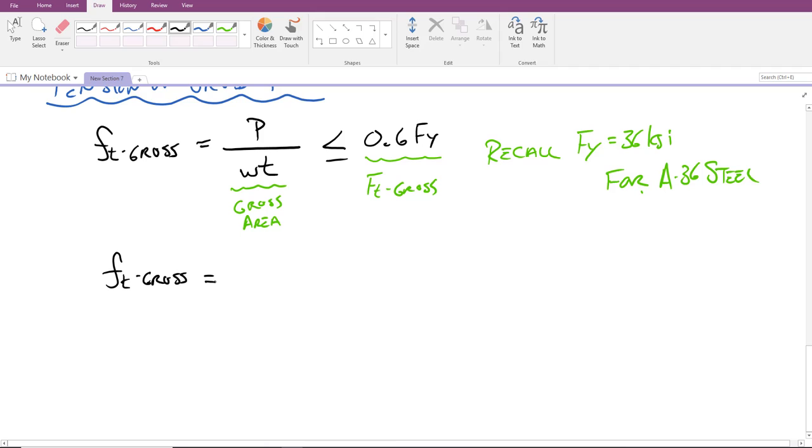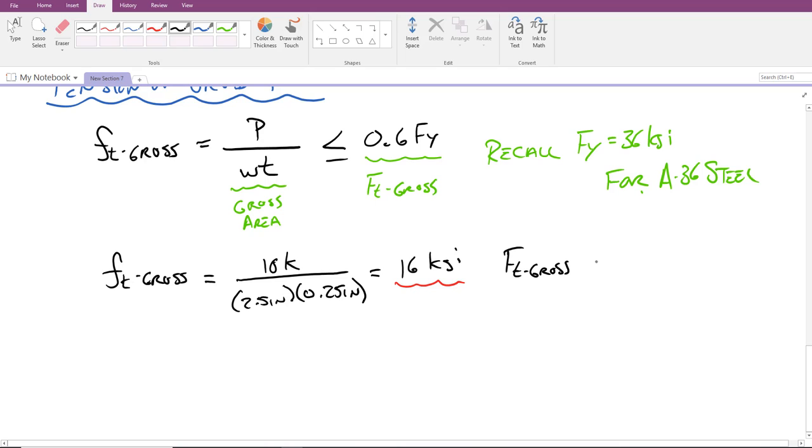The gross tension actual is equal to our load, 10 kips, divided by our width. Width is 2.5 inches, and our plate thickness, 0.25 inches. Again, the plates are the same, so we only need to check one condition. And we get a value of 16 KSI as our actual stress. Our allowable stress is equal to 60% of 36 KSI, which is 21.6 KSI.